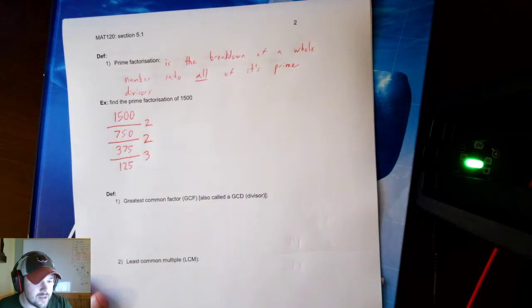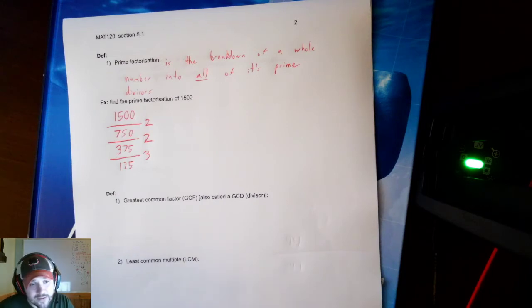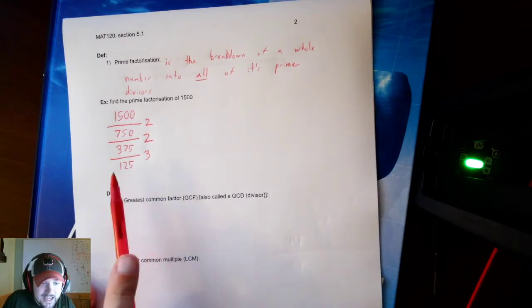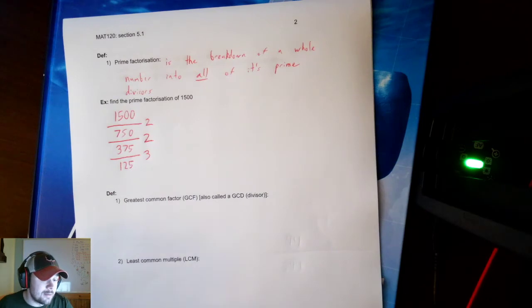Now, I'm going to check 3 again, right? I've moved on to 3. Does 3 go into 125? Turns out it doesn't, right? If you try the trick, these add up to 8. 8 is not divisible by 3, so I can't divide by 3, right? We'll move on to the next prime number.